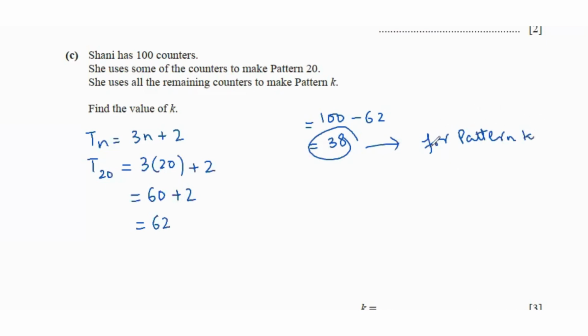So now we can find the value of k by using the nth term formula and say 38 would equal 3 times k plus 2. So that's 38 minus 2 equals 3k. 36 equals 3k and 12 is your value of k.